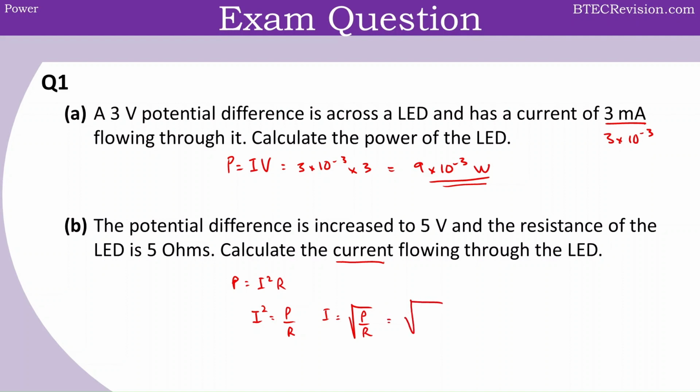And we can plug in the values. The power of the LED should remain the same. That will be 9 times 10 to the power minus 3. And the resistance here, it mentions, is 5. So we can work this out. 9 times 10 to the power minus 3 divided by 5, square root of our answer, to give us a value of 0.0424 amps.